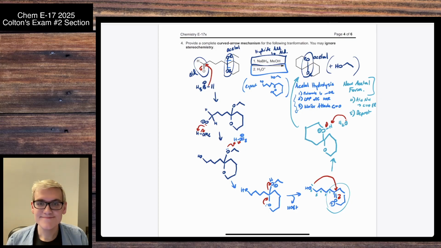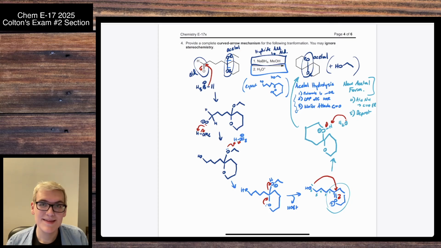Hi, Colton. I have a question. This was similar to the one in the PSAT, but I'm wondering why we lone pair push off HOR, because in the PSAT I did an OR negative, which I thought from the chart in class was a good leaving group, so I didn't do HOR.